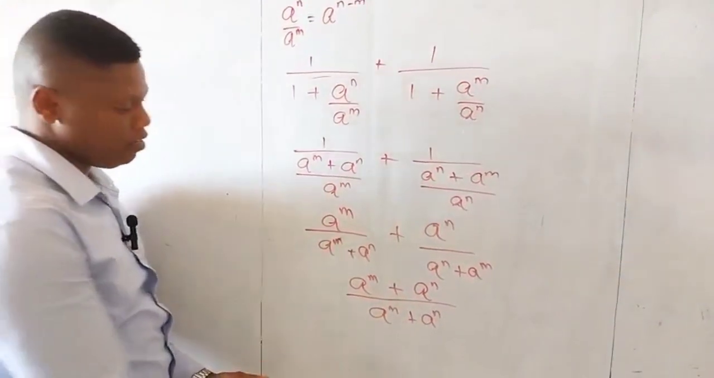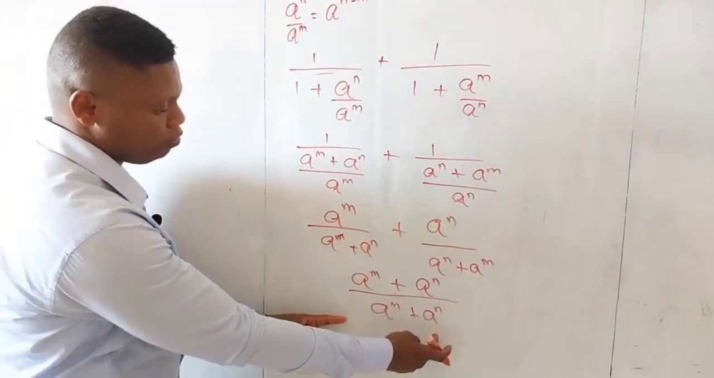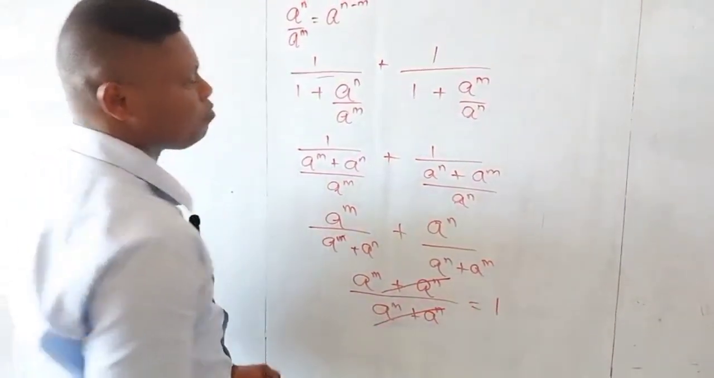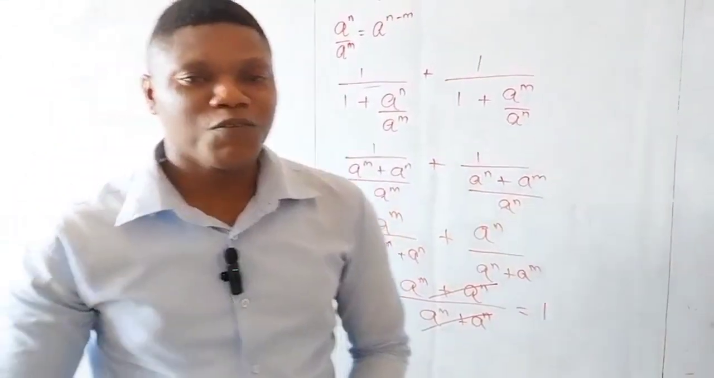So at the end of the day, notice that the numerator and denominator are the same, so they can cancel out to give me 1.